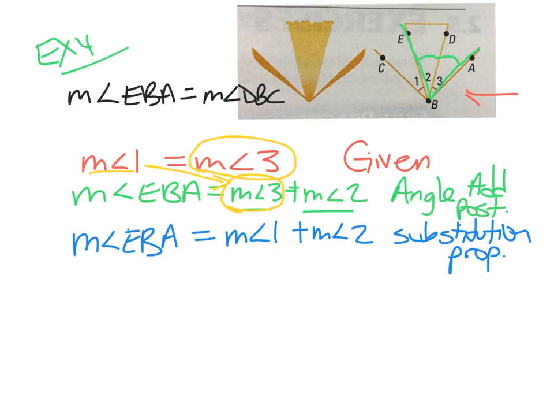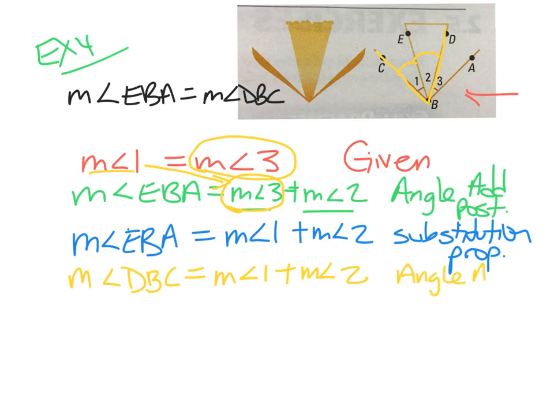Okay, now let's look at the other angle that they're trying to get us to prove. So I'm going to erase this up here, so that we talked about EBA right now. So now let's look at DBC. DBC goes this way. Well, we can go back to what we did earlier, and what did we say about these two angles? Yep. Measure of angle DBC equals the measure of angle 1 plus the measure of angle 2. And we use the same postulate, angle addition postulate.